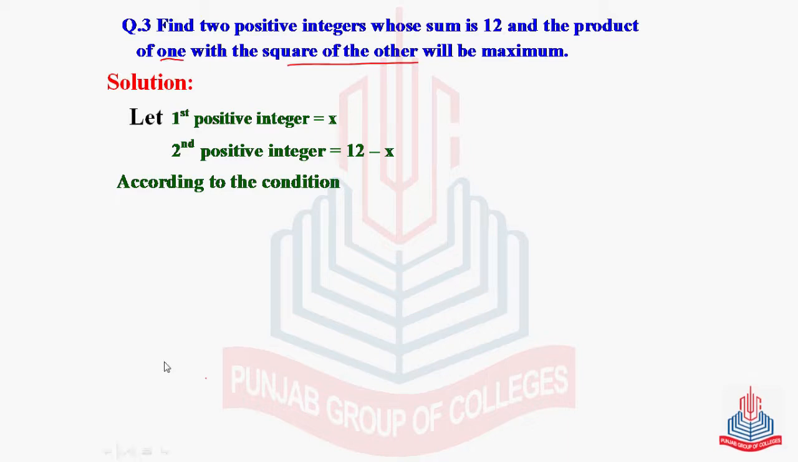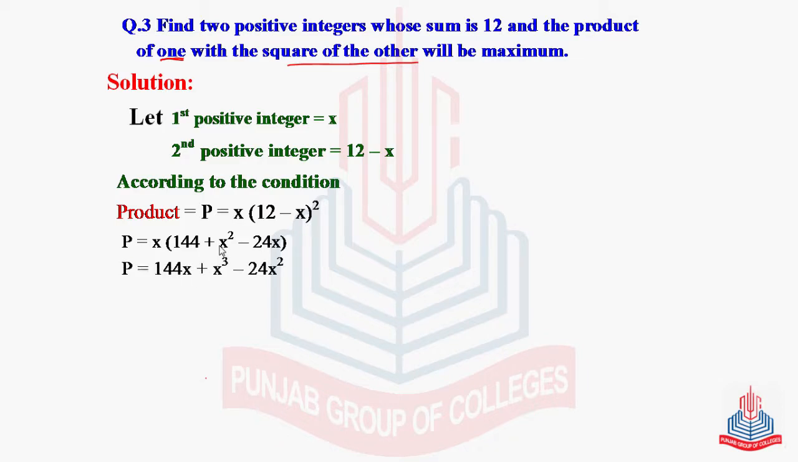Now according to the given condition, we have to make the product of one with the square of the other. So our function will be the product of the two numbers, x and (12 minus x) square. By simplifying, that will become x times the square of 12 minus x, which is 144 plus x square minus 24x, and p is equal to 144x plus x cube minus 24x square.